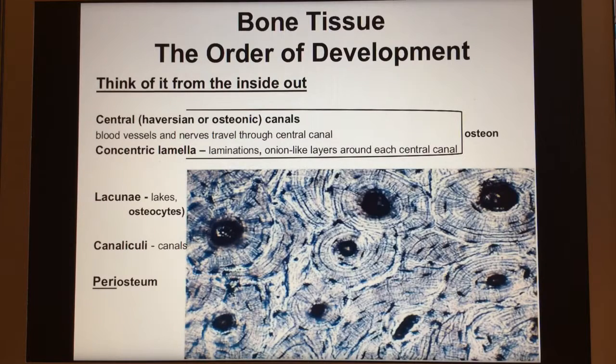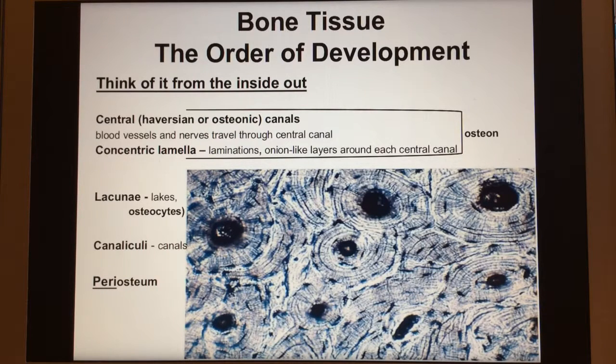Okay, here's a closer look. This has lots of layers, so you want to think of it from the inside out. The central canal is in the very middle. That's the biggest black blob that you see. And then those onion-like layers, those thin circles surrounding, I think about it like a cross-section of a tree as well. Those together create an osteon. That's why it's got that bracket around it.